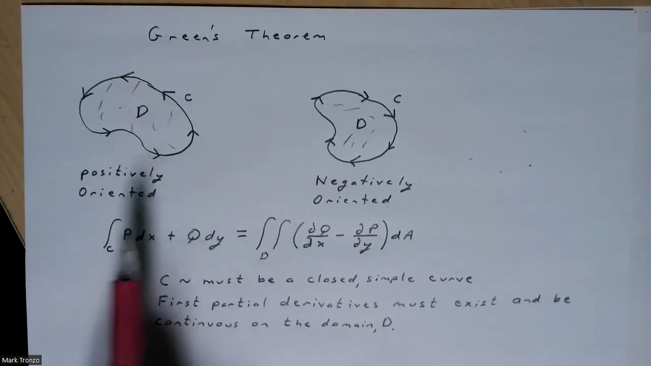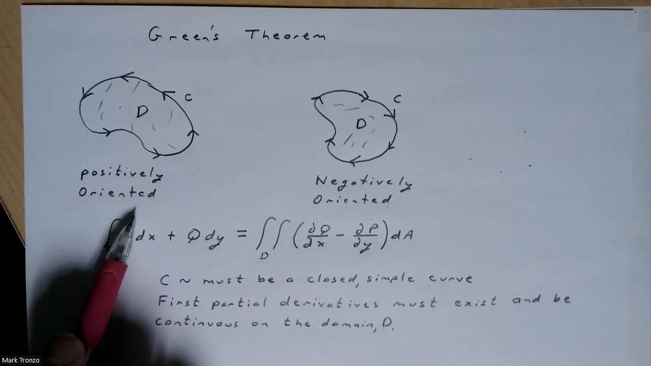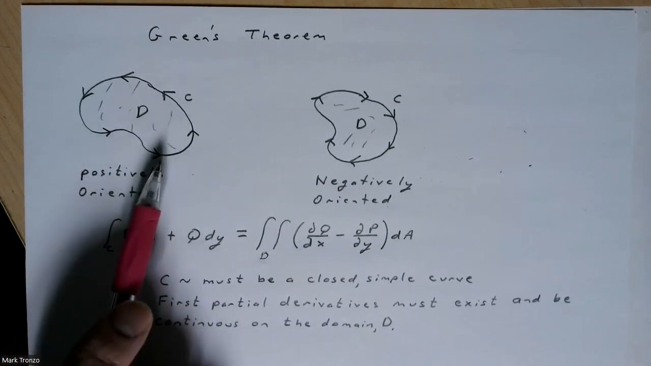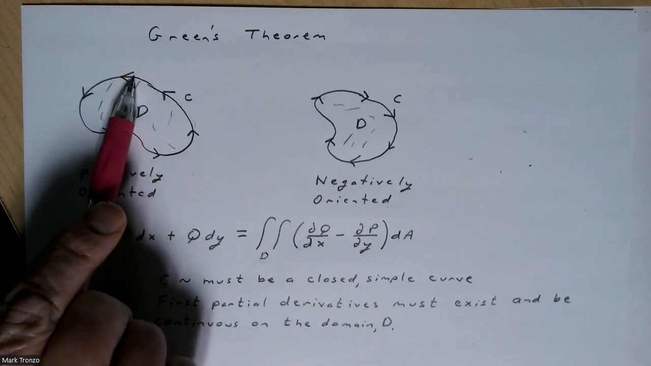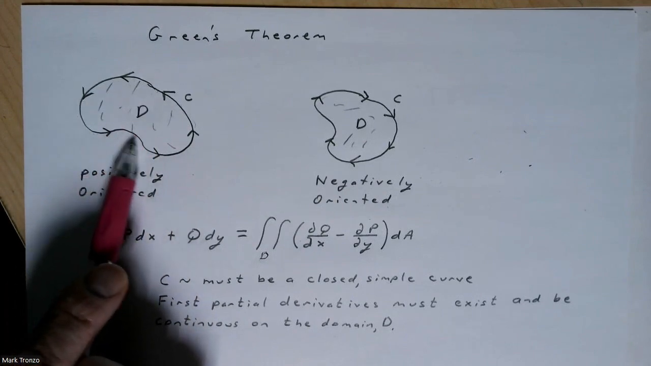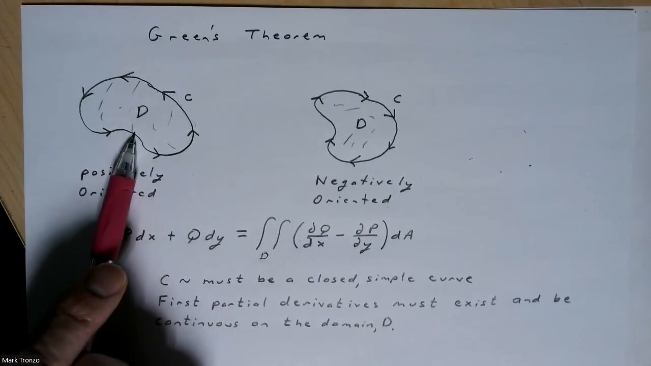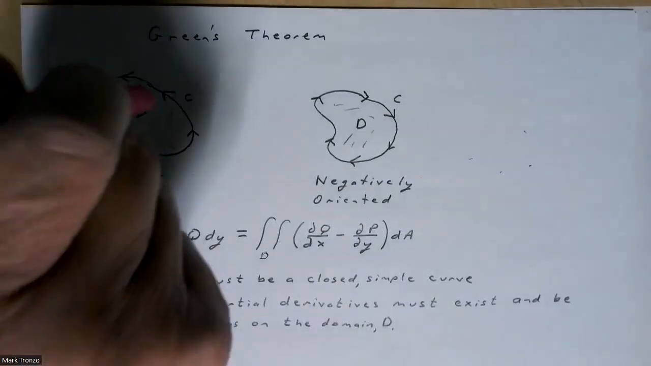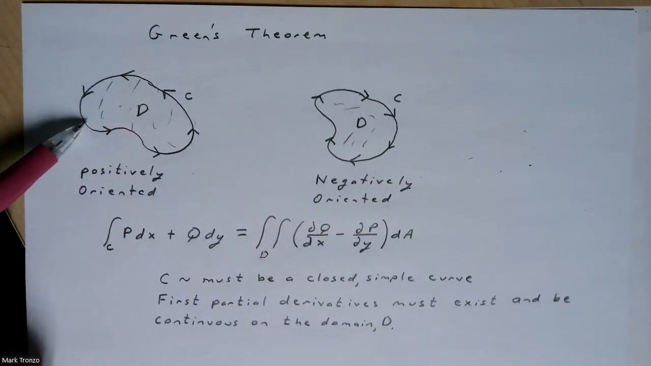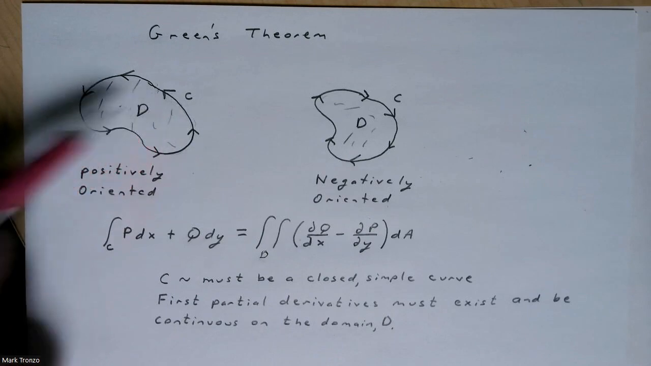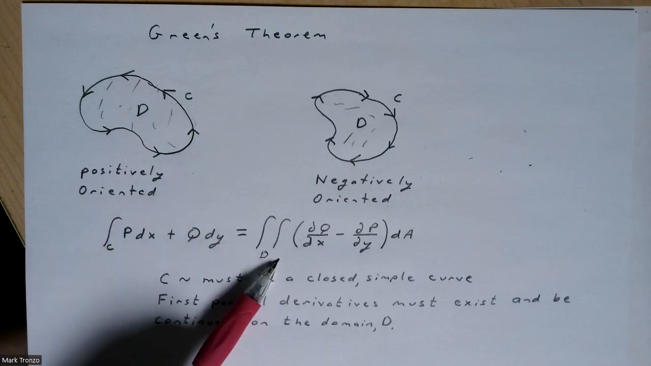Another thing to mention here, Green's theorem is based on positive orientation. That means if you're standing along the curve and walking in the direction of the arrows, the domain would always be to your left. Like here, for example, suppose you're walking along the curve, the domain will always be to your left. And then Green's theorem is set up for that case.